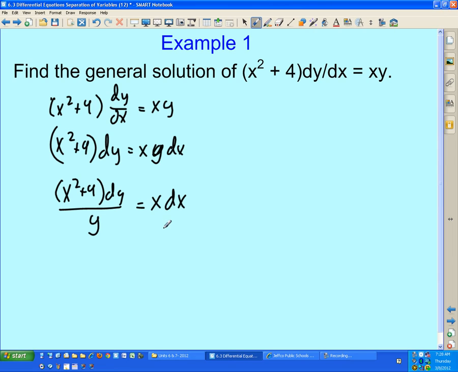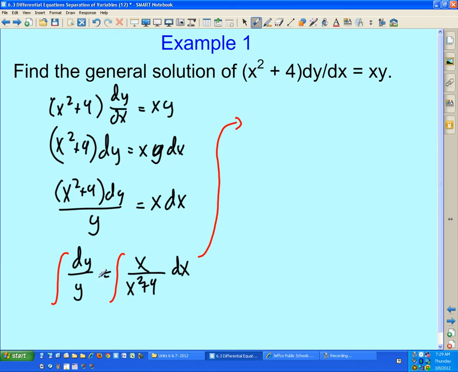It's starting to look better because I can only have x's on one side now. And then I'm going to divide by x squared plus 4 across the equal sign, and that will get me dy over y equals x over (x squared plus 4) dx. So now I've separated the variables, and to find a general solution, that means we don't want the change in y and the change in x, so we need to integrate this, which is what we'll do as our next step.